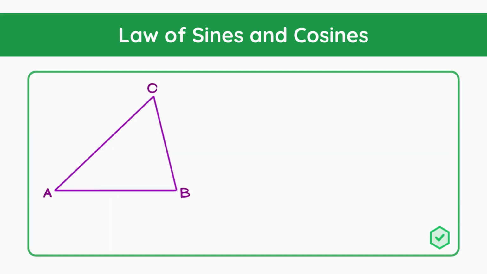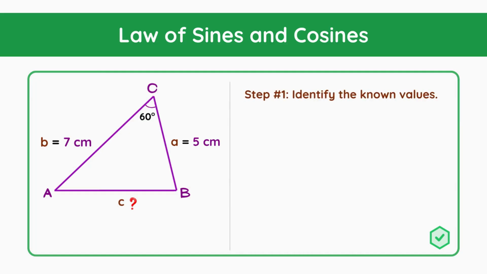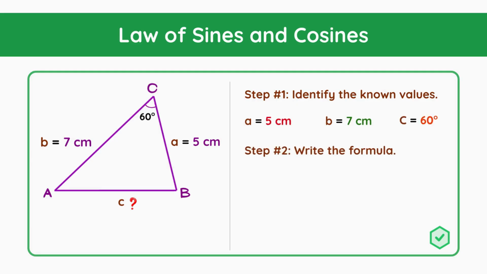In triangle ABC, side A equals 5 cm, side B equals 7 cm, and angle C equals 60 degrees. Find side C. Let's apply our 4 steps. Step 1. Identify known values. A equals 5 cm, B equals 7 cm, and angle C equals 60 degrees. Step 2. Write the formula. C squared equals A squared plus B squared minus 2AB cosine C.